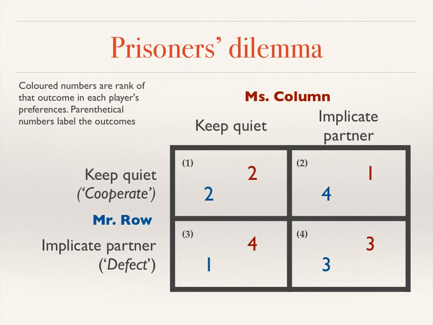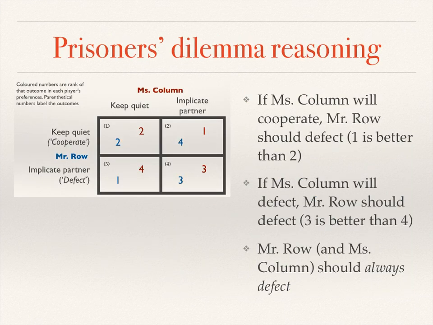They have to decide whether they're going to cooperate or defect, or they're going to keep quiet or implicate their partner. So what should they do? Well, let's suppose that Mr. Row is very systematic about it, and he thinks Ms. Column has two choices. Either she's going to keep quiet or she's going to implicate me. What should I do in each of these circumstances? Well, suppose she keeps quiet. If she keeps quiet, then I'm facing a choice between cell number 1 and cell number 3. In cell number 3, I get 1 year in jail.